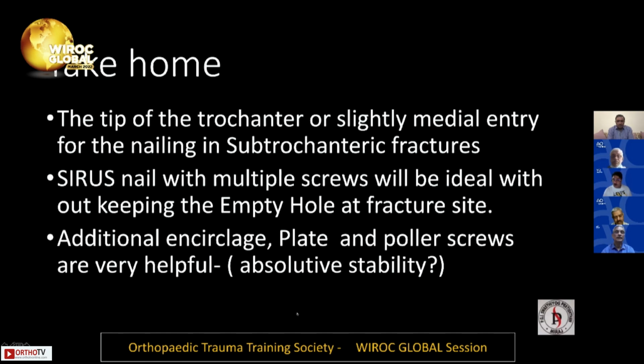The tip of the trochanter is the entry, on the medial side for the Cyrus nail, and additional cerclage, a plate or a polar screw are very helpful. Do not hesitate to put any screw or a plate, which gives almost an assurance for the union of this devastated fracture, especially in younger patients. So we need to have only one surgery, and that gives excellent stability. We need to know and work on this absolute stability, which will become clear after a few years of study.